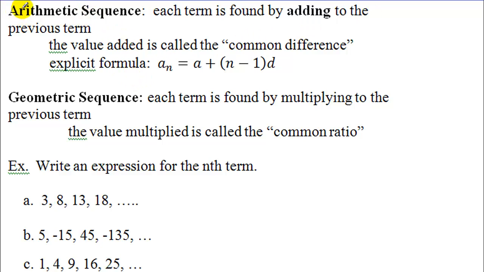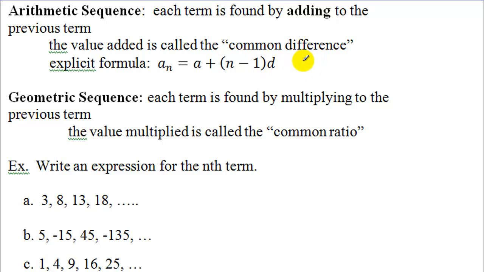Let's talk about an arithmetic sequence. The definition is each term is found by adding to the previous term. The value added is called the common difference, and the explicit formula is written as a sub n equals a sub 1 plus n minus 1 times that common difference, which is d.